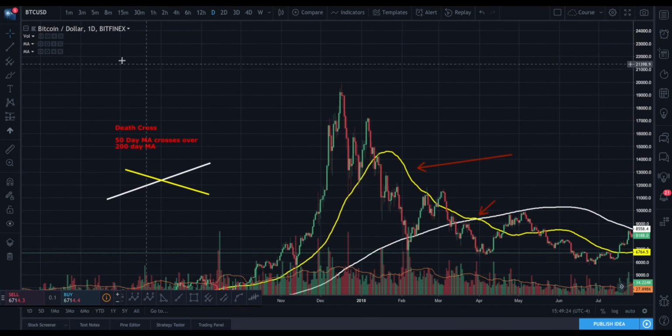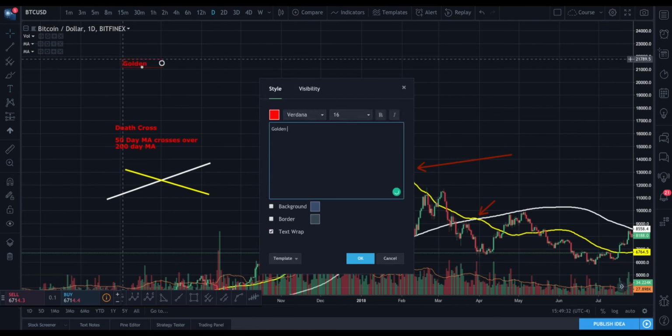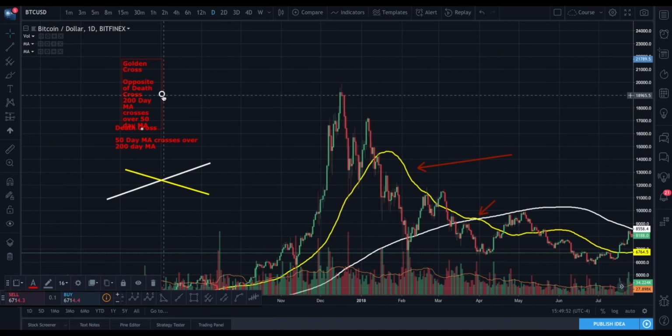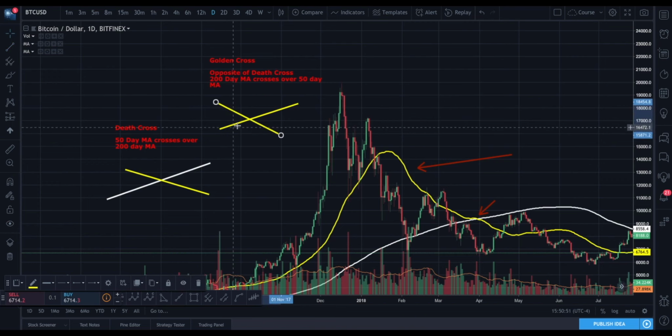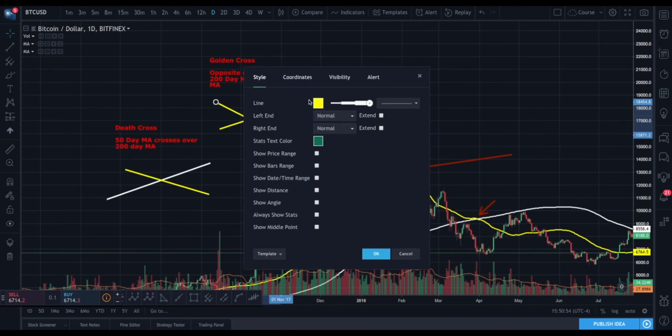So now let's come over here and see what a golden cross is. Okay, a golden cross is the exact opposite of a death cross. A death cross, like we just said, is the 50-day crossing over the 200, and a golden cross is the 200 crossing over the 50-day. So this one will remain yellow, and this one here will be the white one because it is the 200-day moving average.